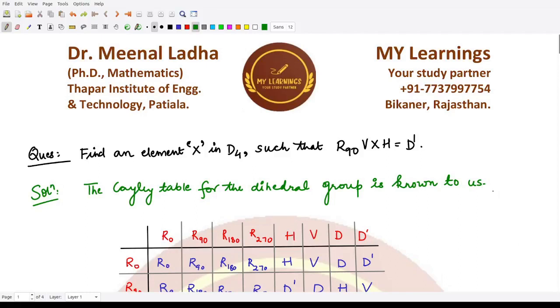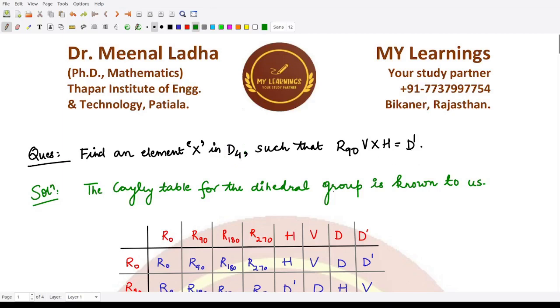In this video, they are asking us to find an element x in the dihedral group, the group of symmetries of a square, such that R90 * V * x * H gives us D'. So we have to find such an x which satisfies this condition.